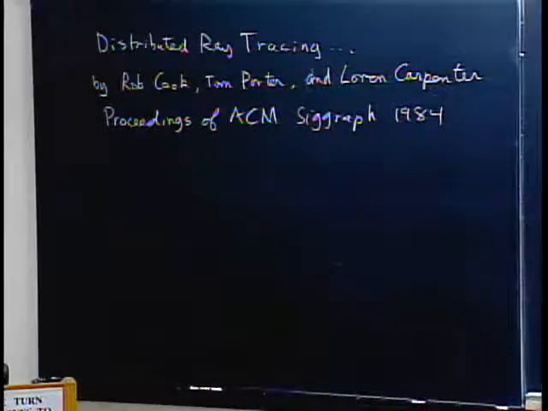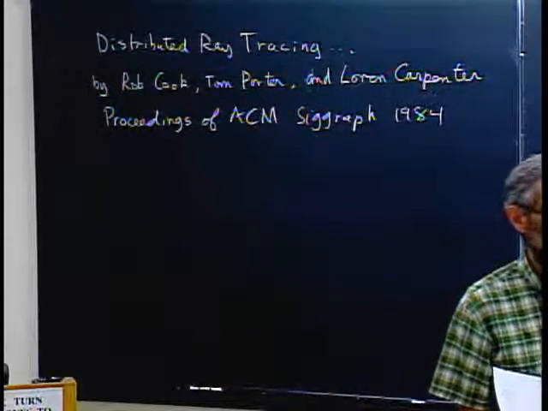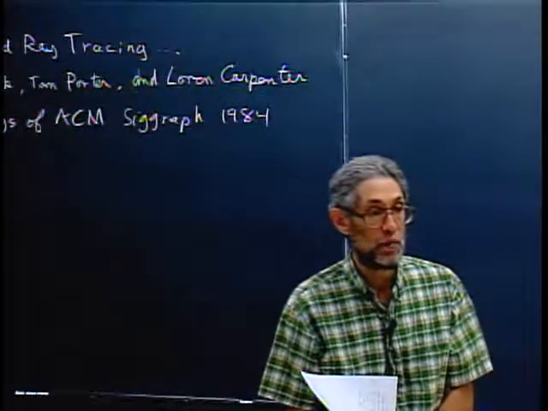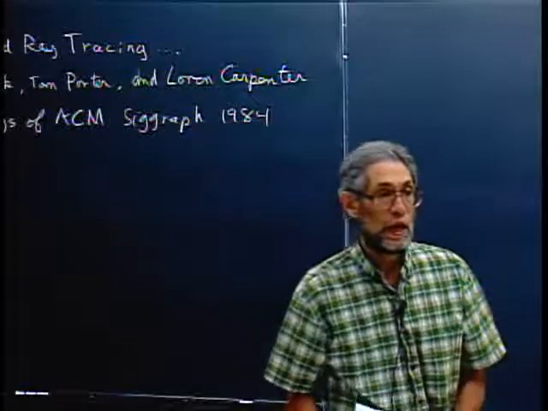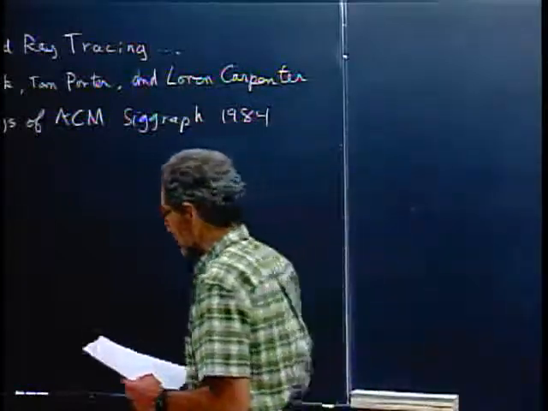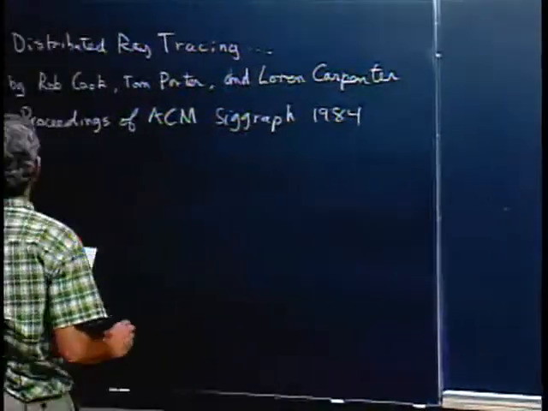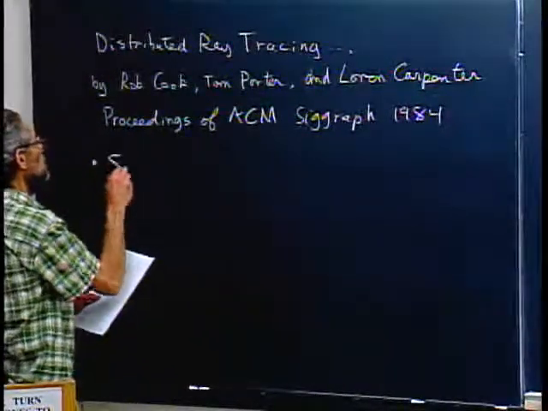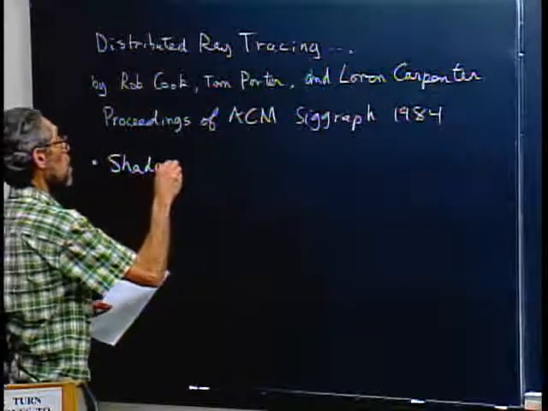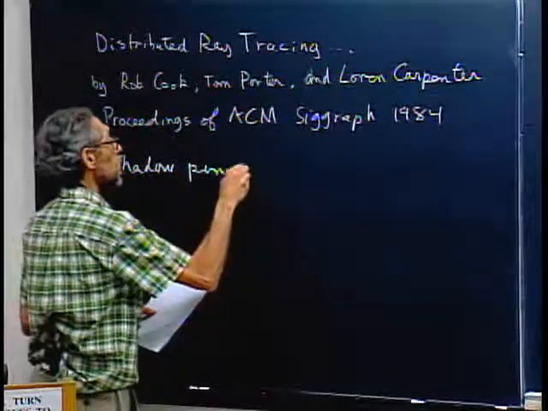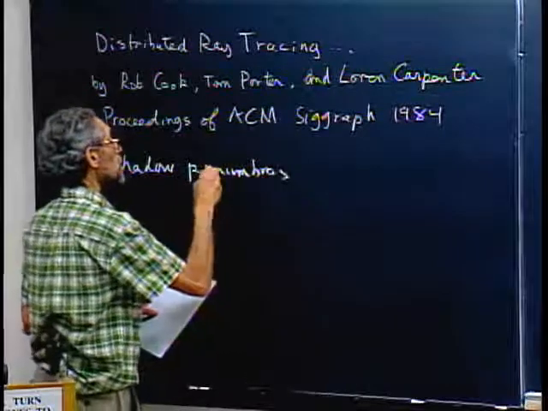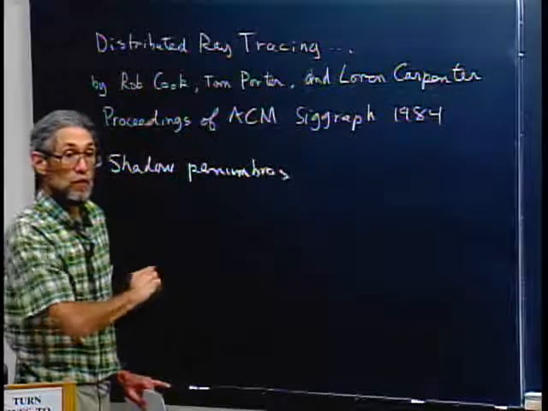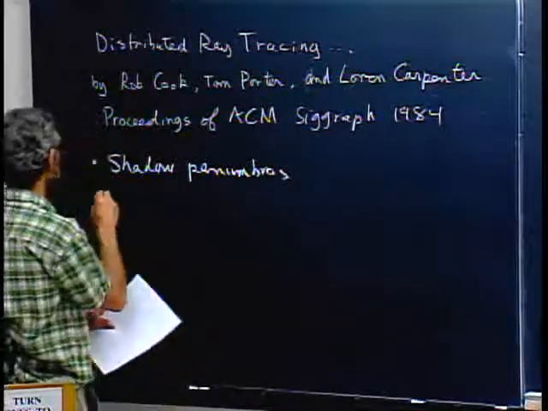So what they did is they used the concept of Monte Carlo sampling that we were talking about the last couple times to get a lot of special effects that hadn't been done before, or at least hadn't been done very efficiently. So one was shadow penumbras. That means the partial occlusion of the light source that gives you soft shadows for direct lighting.